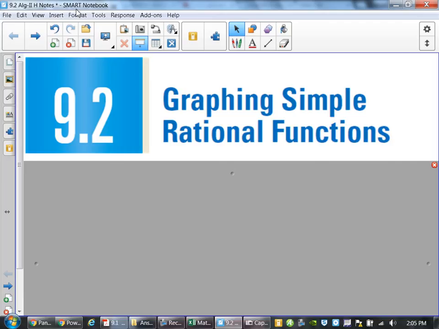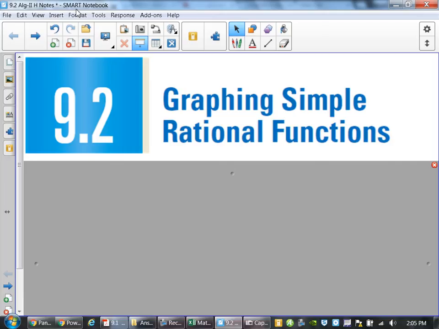9.2 usually doesn't take very long to get through. 9.3 usually takes an extra day. It's usually about a day and a half, to be honest with you, just to make sure you guys understand a lot of it. But the other thing is that with this graph that we're going to be working on here, a lot of it is non-calculated, because there's a process to how we set these things up with these rational functions.